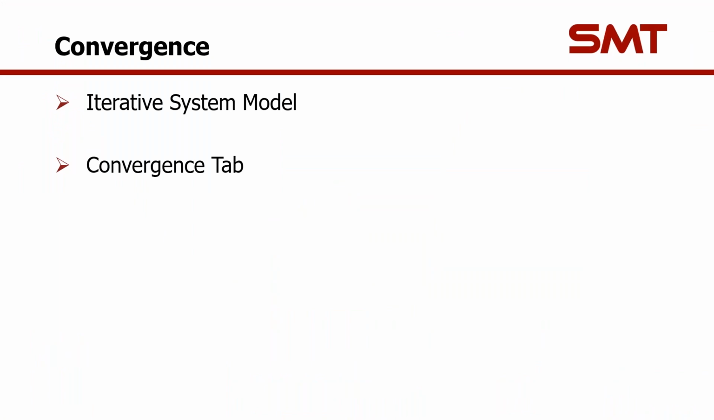So that's a brief overview of the convergence in MASTA and how that works. Hopefully, if you're seeing any convergence problems, then you can use that information to go and have a look at what's happening in the convergence tab, and compare that to what you're seeing in your convergence settings.